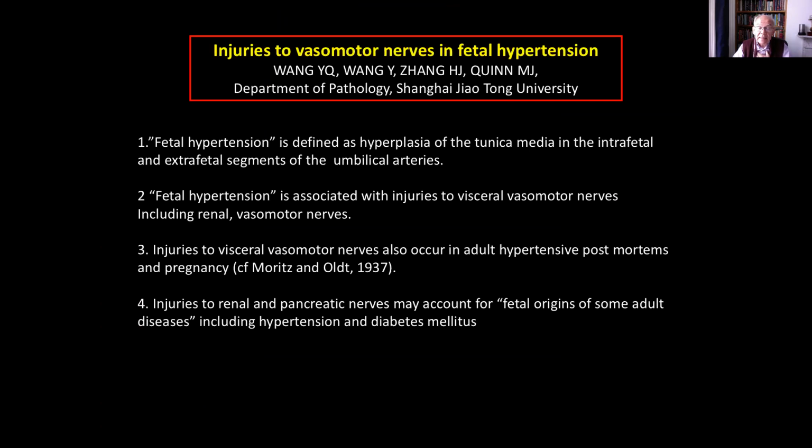This is the syndrome of fetal hypertension. We think it's caused by maternal stress, but we haven't proven it. We think that noradrenaline and adrenaline just cross from the mother to the baby, and that it's putting up the baby's blood pressure and causing these injuries to the adjacent nerves, and that it may be important in terms of later adult disease.